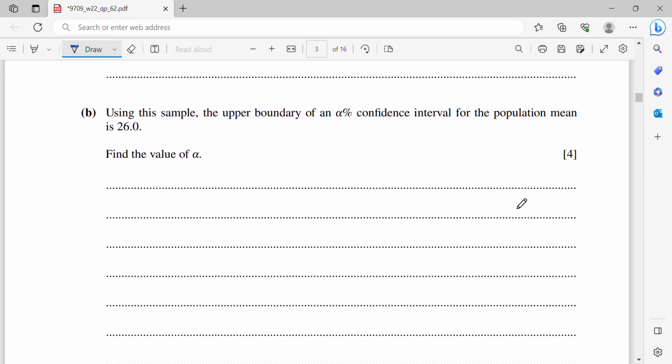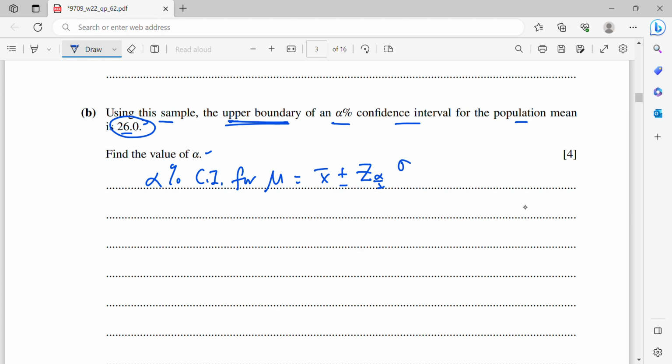Okay, now part B. Using this sample, the upper boundary of an alpha % confidence interval for the population mean is 26.0. So this 26.0 is the upper boundary. Now we need to find the alpha value. For your information, the alpha % confidence interval for mu is x bar plus minus z alpha over 2 sigma. Now we use sigma hat here because it is unknown, so we have estimated it in part A.